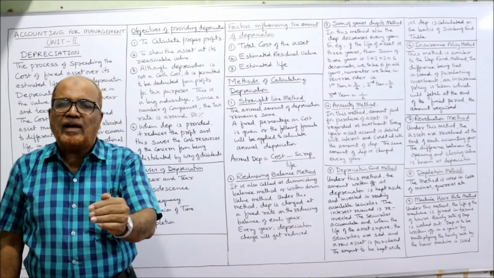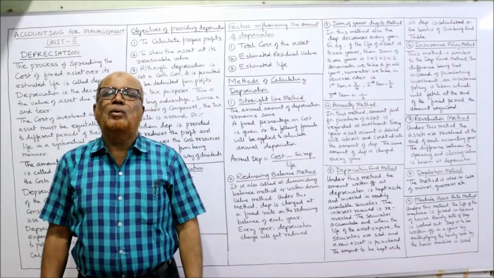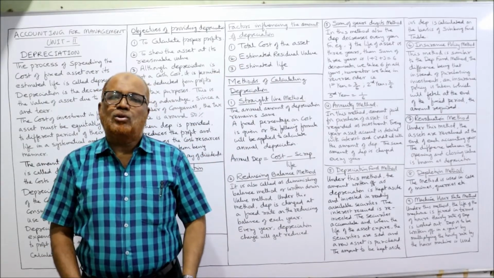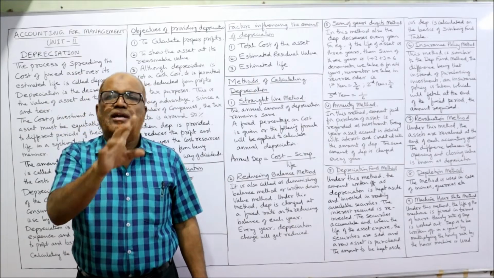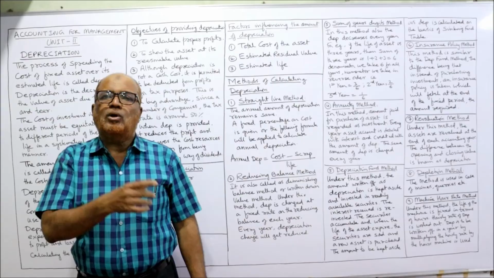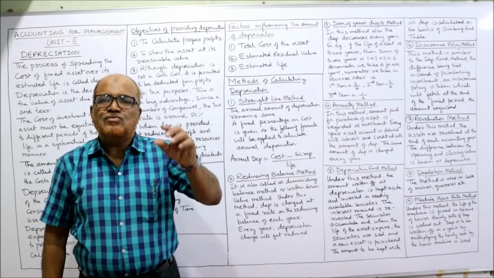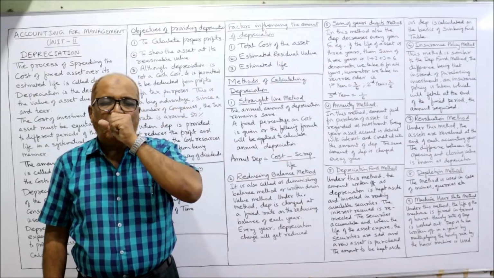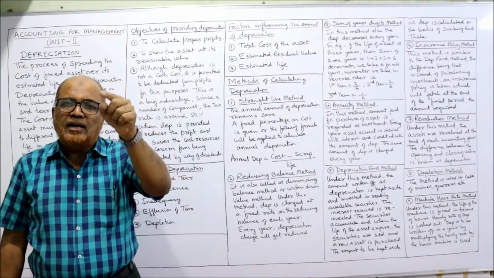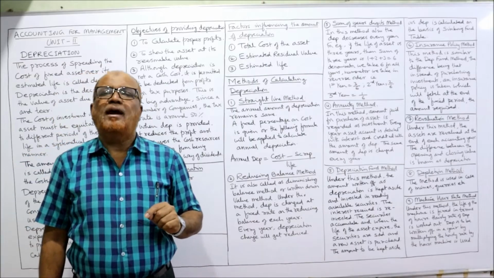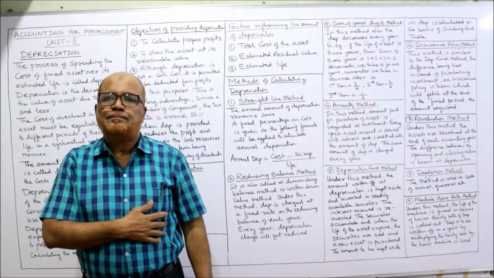What is the written down value for the second year? 1 lakh rupees minus 10,000, you will get 90,000. The second year WDV is 90,000. On 90,000 calculate 10%. The 10% of 90,000 is 9,000. That means first year depreciation 10,000, second year depreciation 9,000. From 90,000 deduct 9,000, 81,000. So 81,000 is the WDV for the third year.